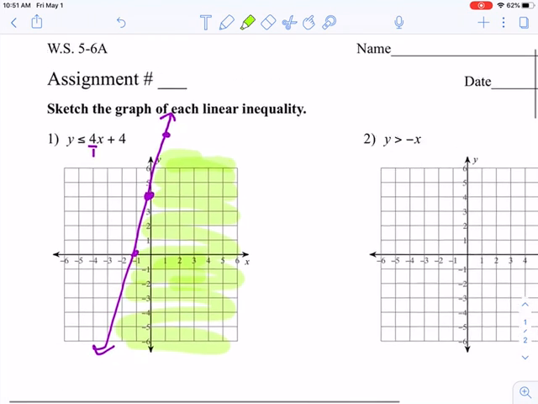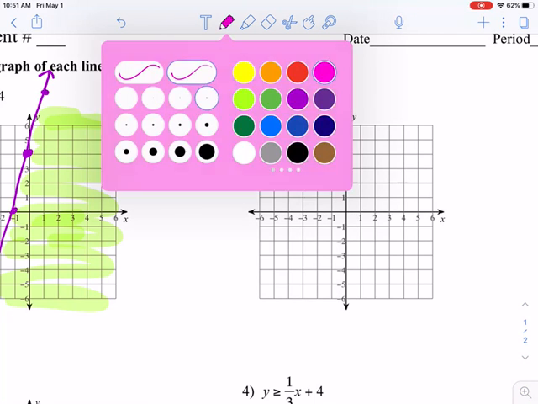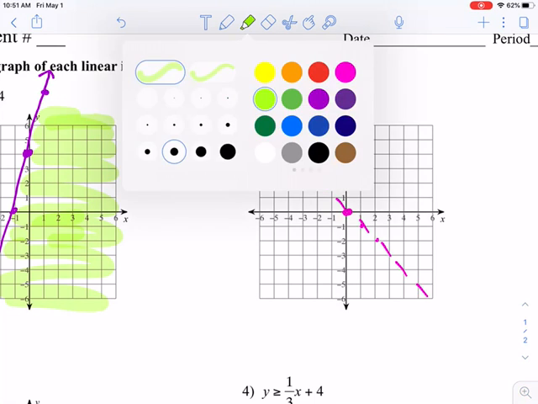For number 2, now I have that y is greater than negative x. So if I want to graph this line, I'm going to start off with y is equal to negative x plus 0. So I'm going to plot the point 0, 0. And now I have a slope of negative 1. So I can travel down 1, forward 1, down 1, forward 1. This line would be dotted since it's just a greater than. And since it's a greater than, I'm going to shade above the line.